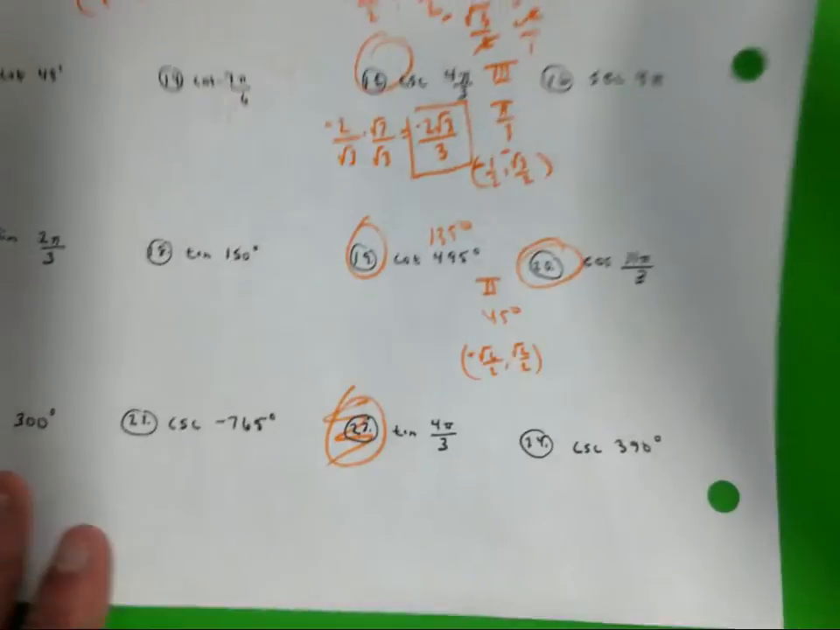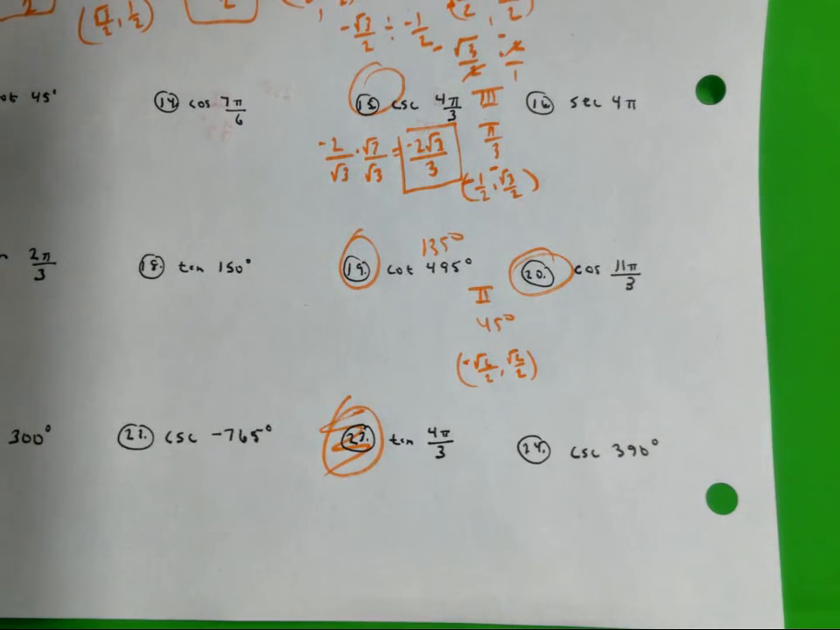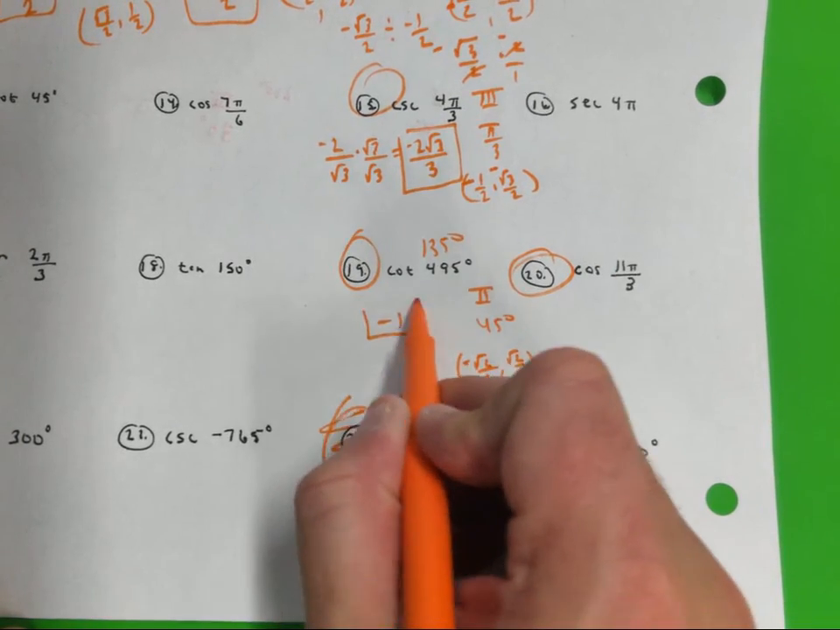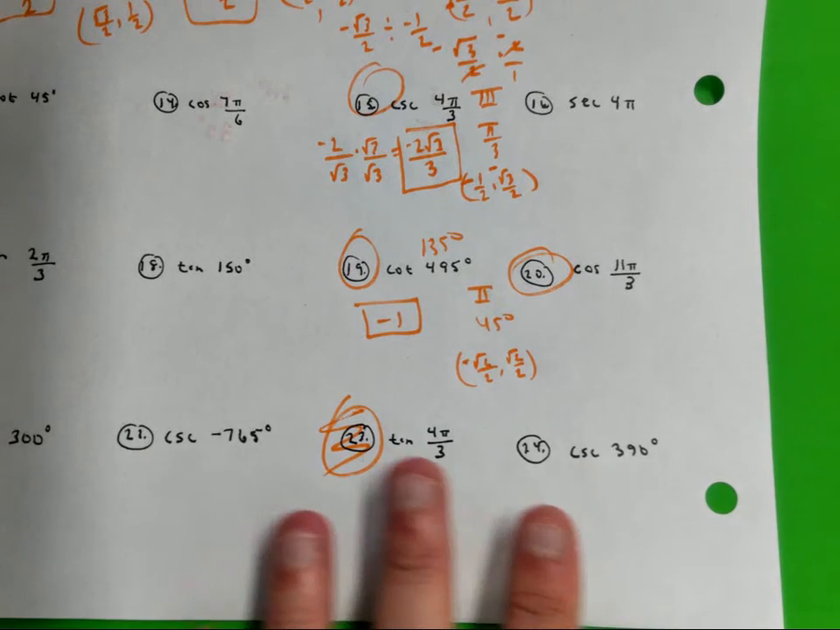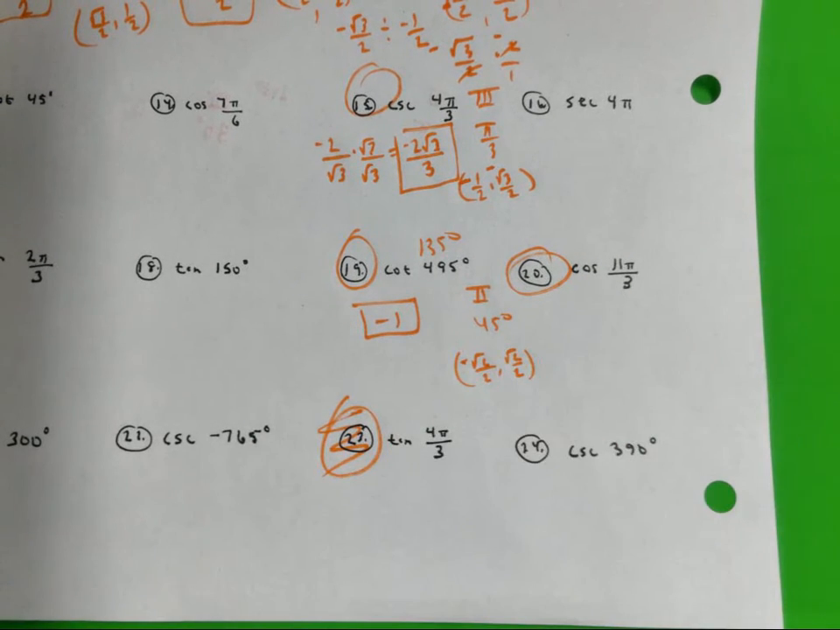Now, cotangent is x divided by y. You don't have to show me the work on this one because anything divided by itself is what? 1. So you don't have to show me that. But a negative divided by a positive is a what? Negative 1. Last one I'm going to do is 20.